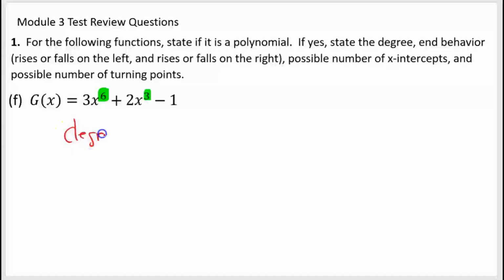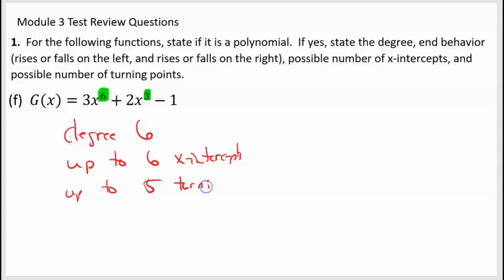This is a degree 6, which means it has up to 6 x-intercepts, and it has up to 5 turning points. So you always take the degree minus 1 for the turning points, and the degree, the same as the degree, for the x-intercepts. But that doesn't mean it has 6 x-intercepts. It could have up to 6. It could have 5 or 4 or 3 or 2 or 1 or even 0 x-intercepts, but it definitely doesn't have 7 or any more than that.